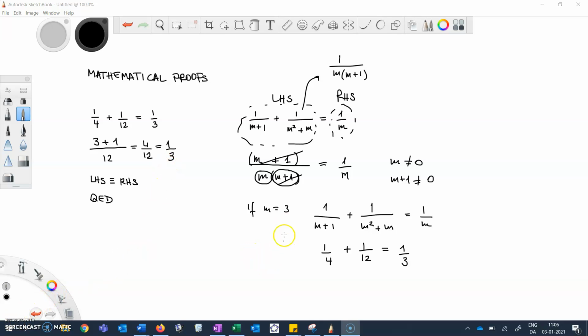We can also prove that this holds for m equal 1, for instance. So I'm going to have 1 divided by 1 plus 1, so 2, plus 1 divided by 1 squared, it's 1, plus 1, again, it's 2, and this is equal to 1 over 1, which is just 1. And this is true, you see it already, so the left-hand side is equal to the right-hand side. So it seems that this equation is really a generalization of what we saw over here in a numerical example.